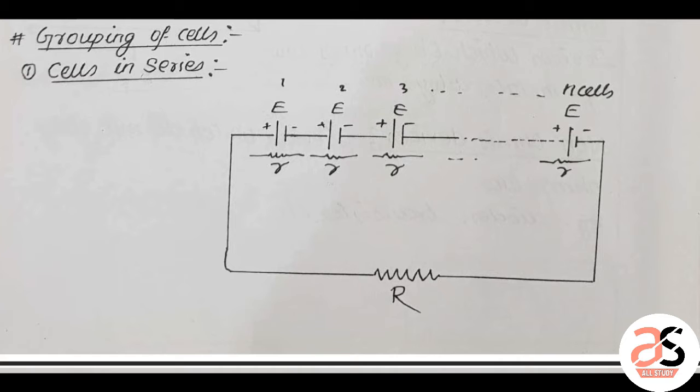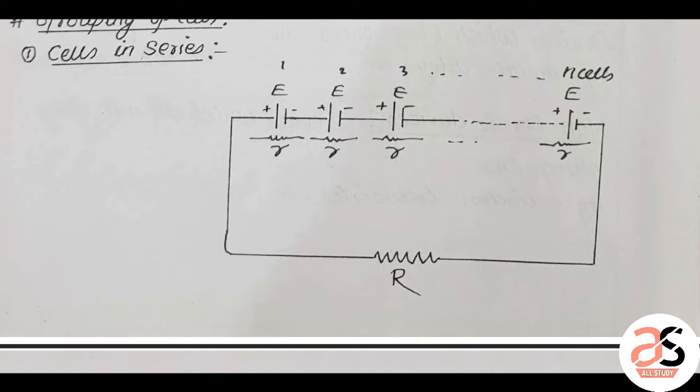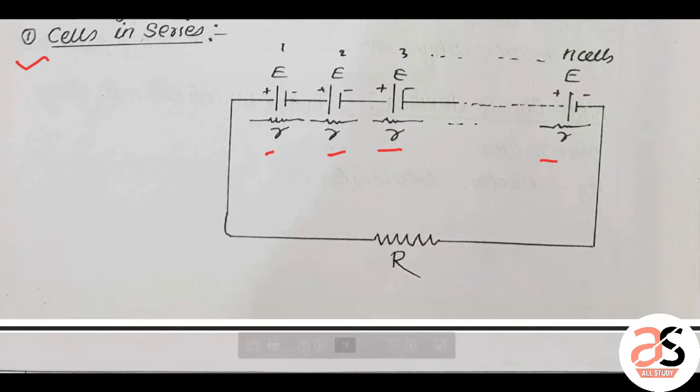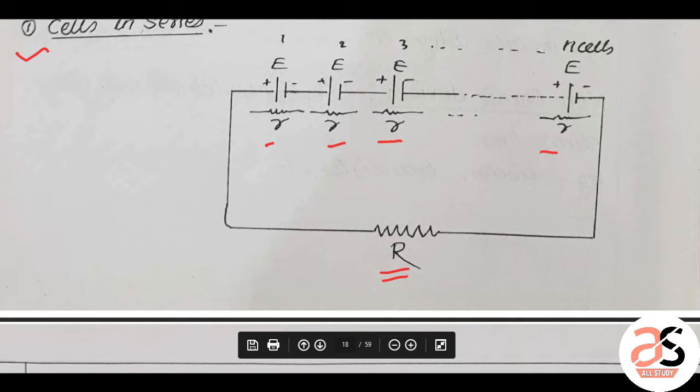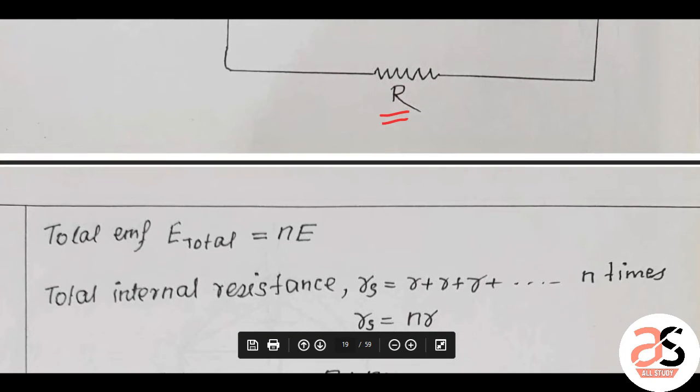Grouping of cells. Cells we have already discussed. Now here we can connect them in series or parallel. So let us discuss series. There are N number of cells connected in series like this, plus minus, plus minus, plus minus, and they all have similar internal resistance r, and the external resistance connected is capital R.